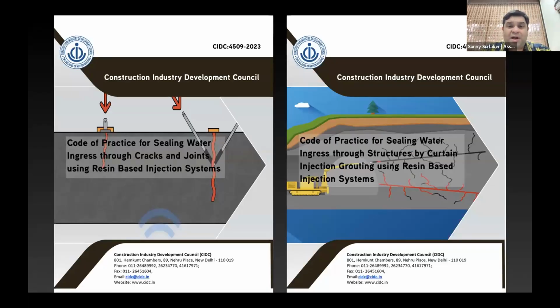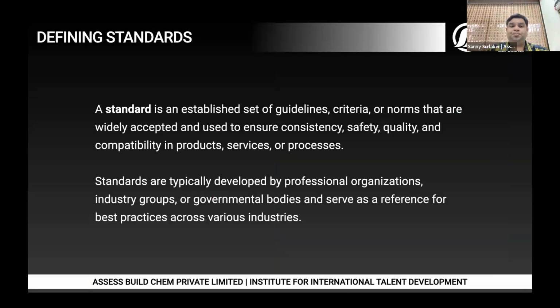For example, codes of practice: this is one of the bodies which we work with, the Construction Industry Development Council. So we have started development of a lot of these codes of practice. For example, these two talk about injection grouting: injection grouting for cracks and joints, and then injection techniques, or codes of practice, for curtain grouting. Each one is actually a very, very detailed document, about 50 to 60 pages each, which goes through the process step by step and tells you what you need to do.